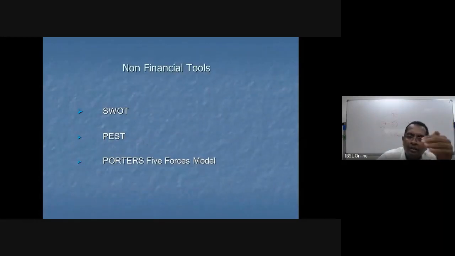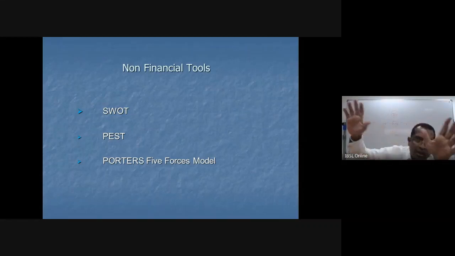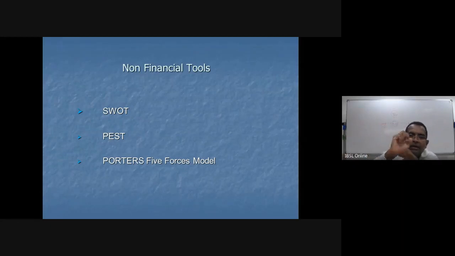SWOT analysis, then we discussed the PESTLE. SWOT is for the industry, micro, and PESTLE is the macro. Then Porter's 5-force model. The 5-force model looks at the competition, supplier dependency, buyer dependency, new entrants, and substitutes. Right.